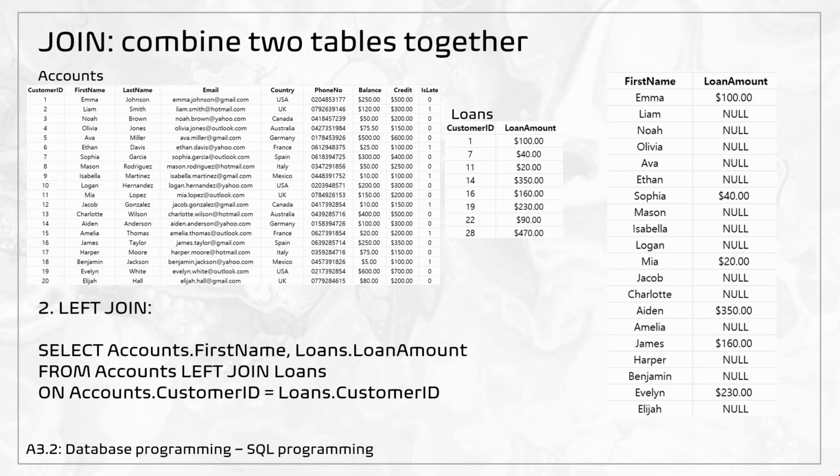Notice how every single record from accounts is here? The left join forces all records from the left table, accounts, to be included. Then, the loan amounts for the specific customer IDs are shown. But because not everyone has a loan, everyone that doesn't have a loan gets a null.